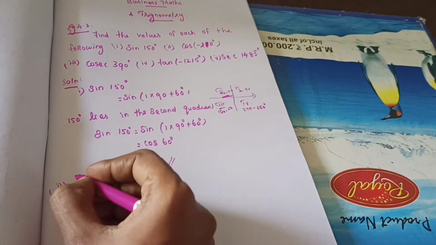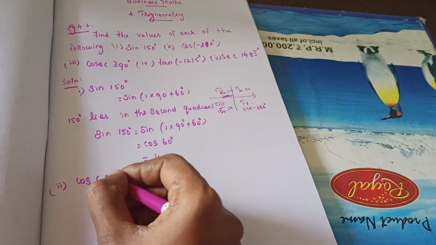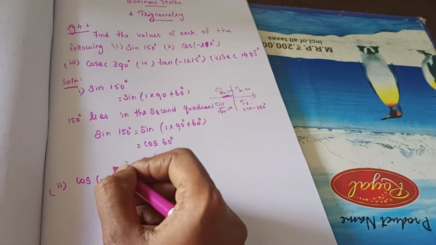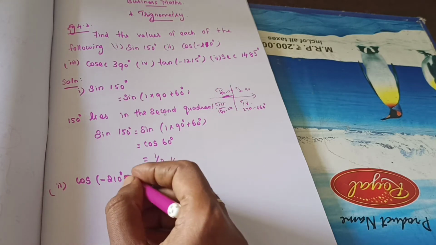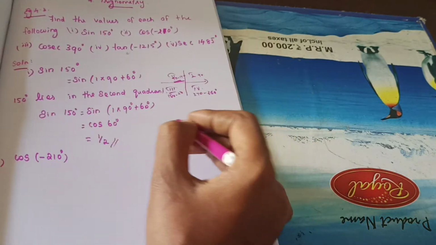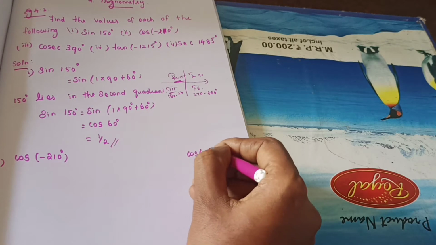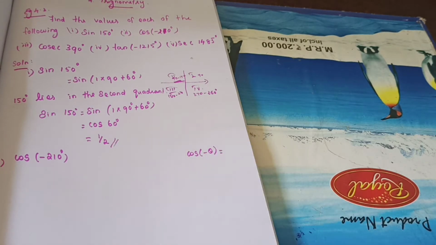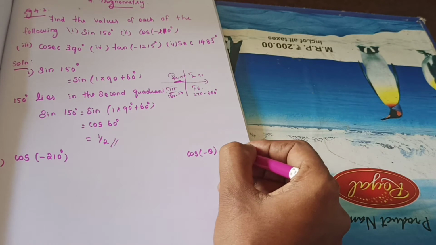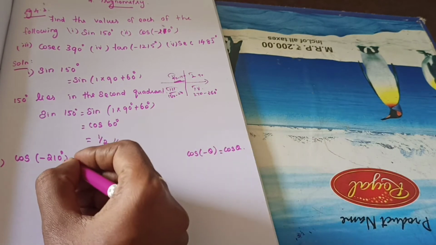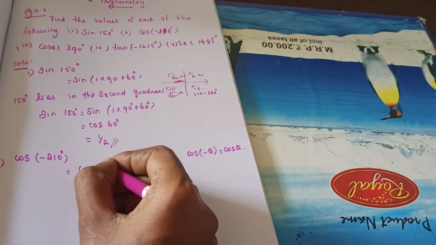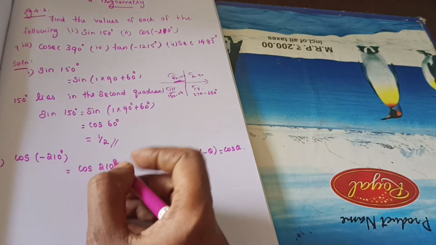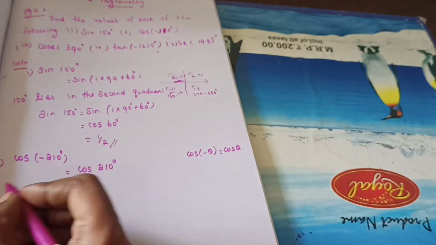Second one. Cos of minus 210 degree. First we need the formula for cos of minus theta. Check it in the table and say it please. Cos of minus theta is cos theta. That table you need to learn by heart very thoroughly. So this one can be written as cos of 210 degree. This one lies in which quadrant? Third quadrant. Is it right?